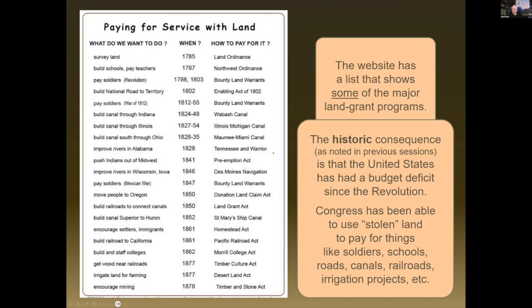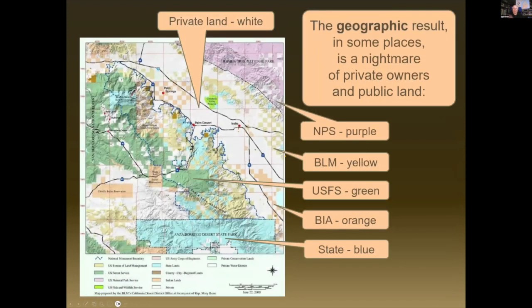I said this is a pretty important context, partly because of where it happened, partly because of when it happened. Because this happened during the Civil War, and therefore the effects of almost all of these land grants were preferentially aimed to support people from the North and not to spread throughout. So the geographic result, we've been talking about the historic result and the economic result. The geographic result was to create a kind of a nightmare of public land and private owners.